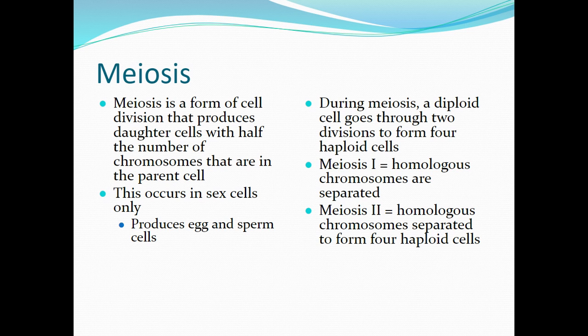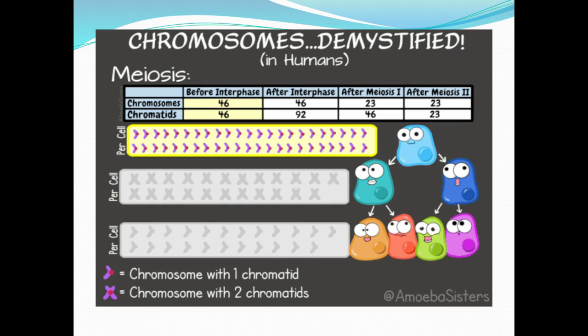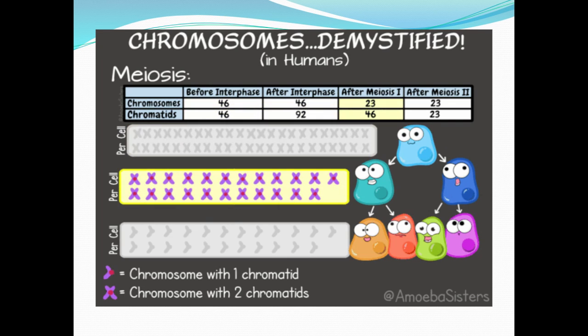During meiosis, we start with a diploid cell, and it goes through two divisions to form four haploid cells. So we have meiosis 1 and meiosis 2. In meiosis 1, homologous chromosomes are separated, and in meiosis 2, the chromatids are separated to form four haploid cells: four sperm in males, or three polar bodies and one egg in females. So what do we have to demystify here? Let's start looking at what we got.